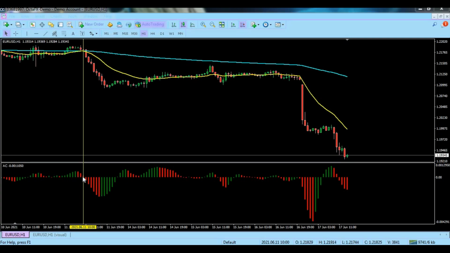Now also, the second condition is fulfilled. So you want to check for the third condition. What does the third condition mean? You want to check for the trend in the higher time frame. When you are trading in H1 you want to check H4. If you are trading in M5 you want to check the trend in M30. So here you are trading in H1, so you are checking in H4.